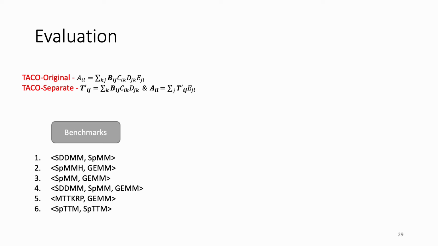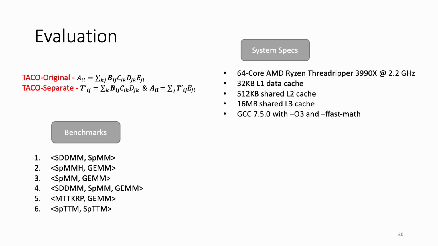Fourth one is a combination of the first and the third benchmarks. The fifth benchmark is matricized tensor times Khatri-Rao product followed by matrix multiplication. And the last benchmark we evaluate is sparse tensor times matrix multiplication followed by another sparse tensor times matrix multiplication.